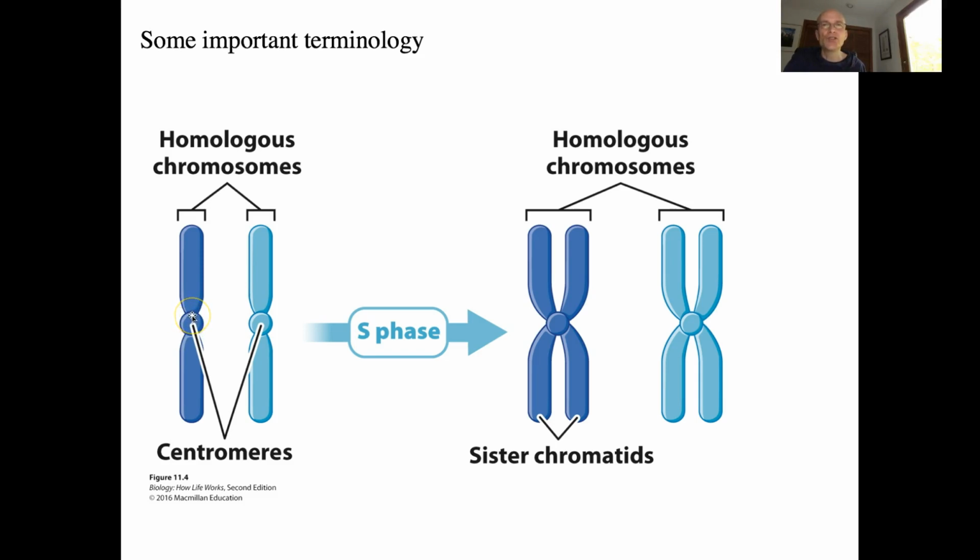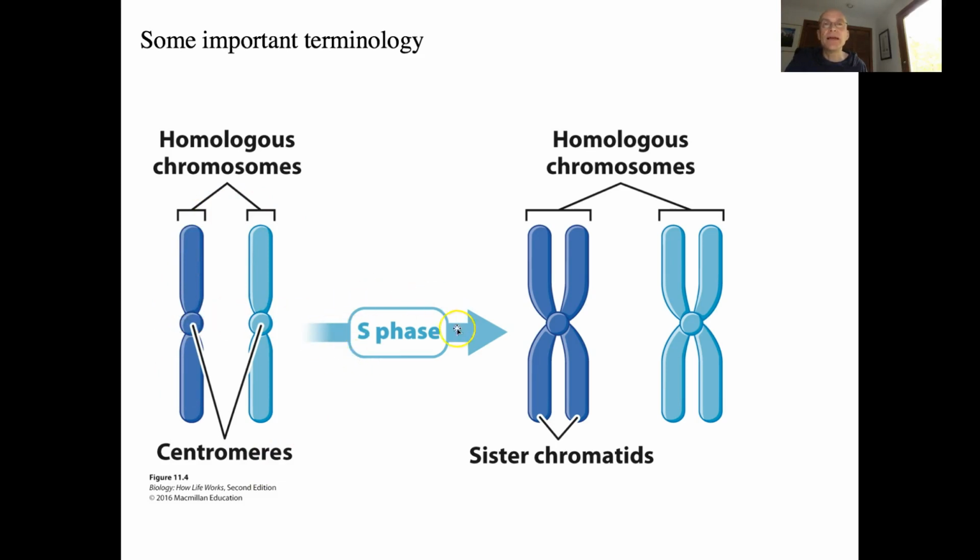It's a constriction where the DNA is very dense, very compact, and where later on the fibers that actually bind to chromosomes and then yank them to the poles attach. You'll see that later on in some of the slides. So it's sort of an attachment site. So that's the centromere. These are homologous chromosomes.